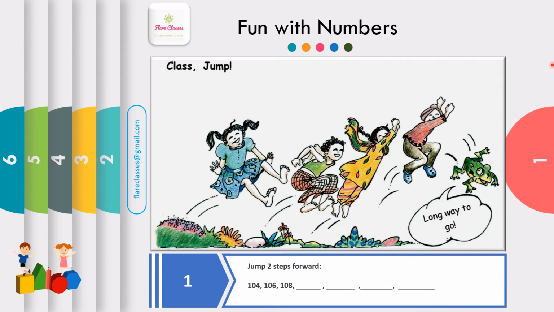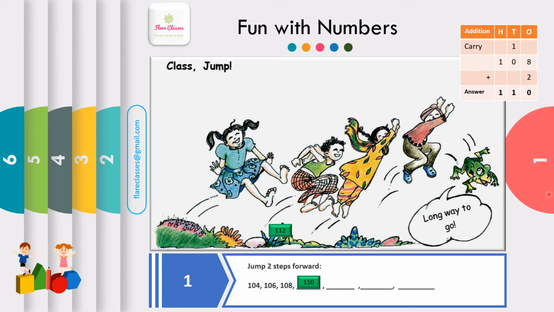Now guess what will be the next number? We have to add 2 in 108. When we add, answer will be 110. So next number will be 110. After 110, when we jump 2 steps forward, new number will be 112 and next number will be 114. After that, when we jump 2 steps forward, we will arrive at 116.